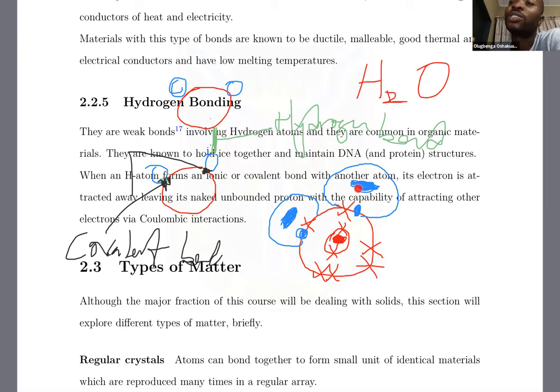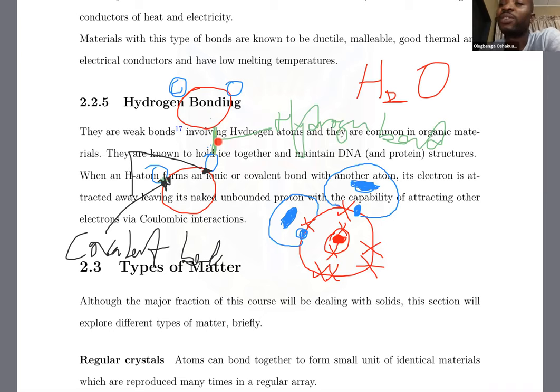So once that electron is away, for any reason, maybe from bonding with some other atoms, the proton of the hydrogen atom will be available to bond with any other available material. At least it is positively charged and it can attract some electrons, just like what we have here. It can attract some electrons.